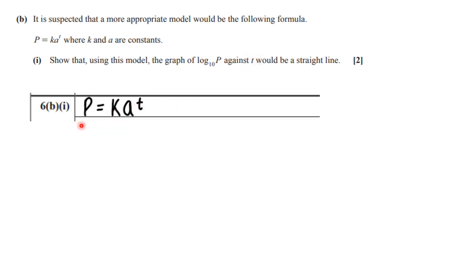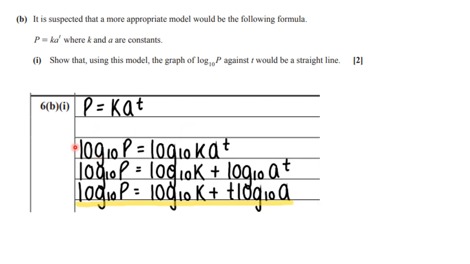So the first thing I'm going to do is take logs of both sides, which gives me log base 10 of p is equal to log base 10 of k a to the t. Now I need to get this t to be an x in y equals mx plus c. So I've got to get it out of this logarithm somehow. So the first thing I'm going to do is use my multiplication law to pull apart my k a to the t. So now I have log base 10 of p is equal to log base 10 of k plus log base 10 of a to the t.